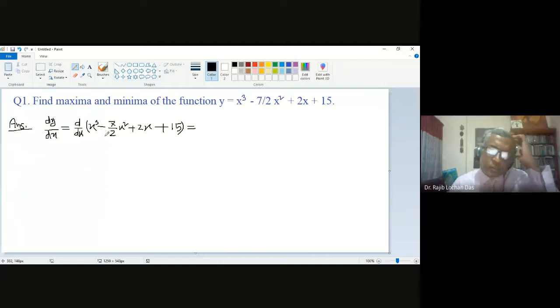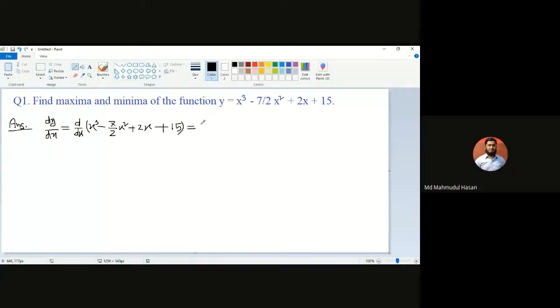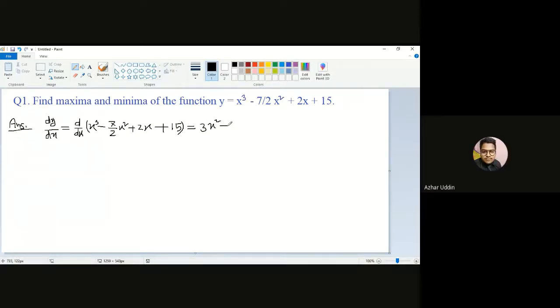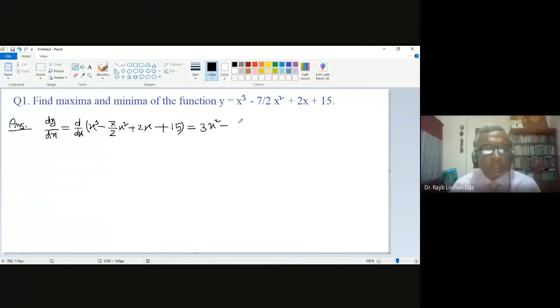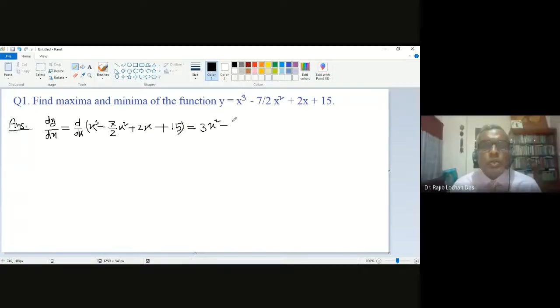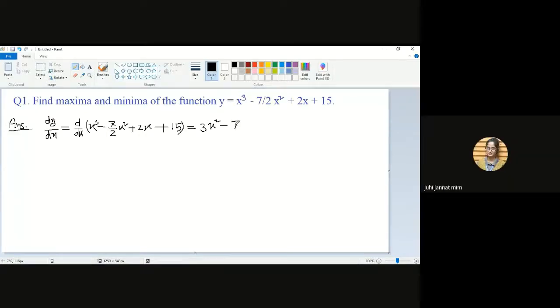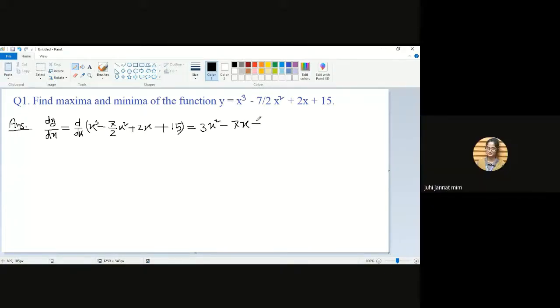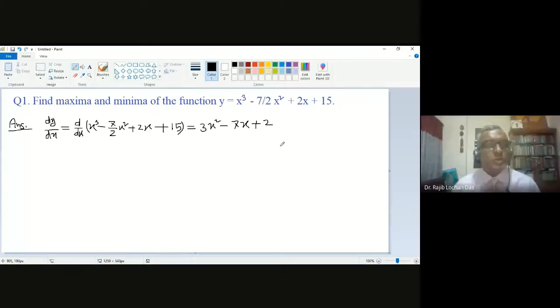d/dx of x cube is 3x square. Then minus 7 by 2 times 2x, so minus 7x. Then plus 2, and the derivative of the constant 15 is zero. Okay with this?